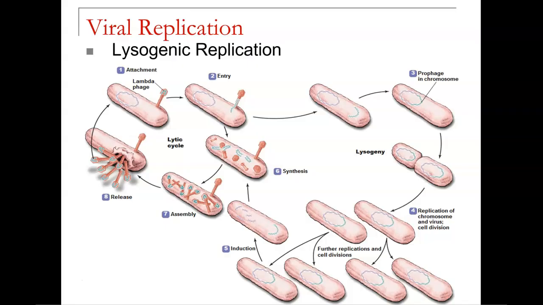Sixth phase or sixth stage, we're going to have the synthesis. That's where the host cell's metabolic enzymes and ribosomes are going to be used to synthesize the new nucleic acids and viral proteins. The seventh phase or step is the assembly. The new virions are going to be spontaneously assembled in the host cell, and this is going to involve capsomeres surrounding the replicated and transcribed nucleic acids.